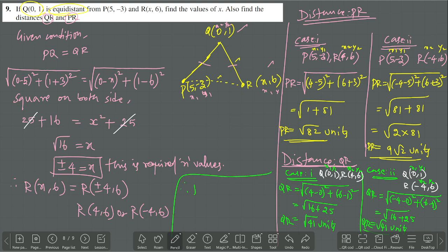Hence, PR equals root 82 or 9 root 2 units. Okay, and QR equals root 41 units. One more, x value, x equals plus or minus 4. That's it. So this is the required solution, and put a box finally for this. Do you understand this? They will ask in 5 mark or in 3 mark. If you have luck, it will be 5 mark, or else it will be in 3 mark. Do you understand? Is it okay?